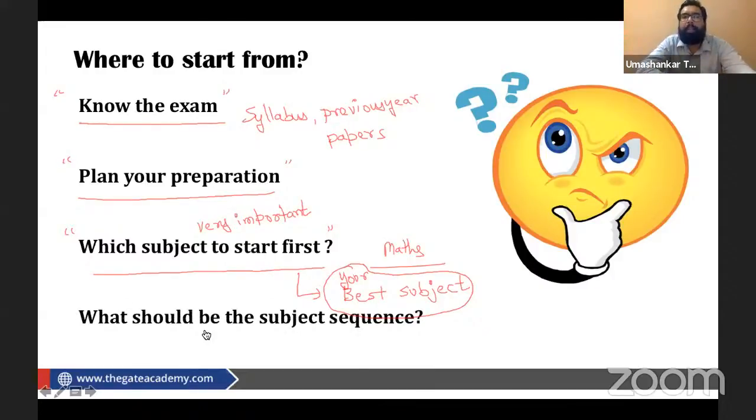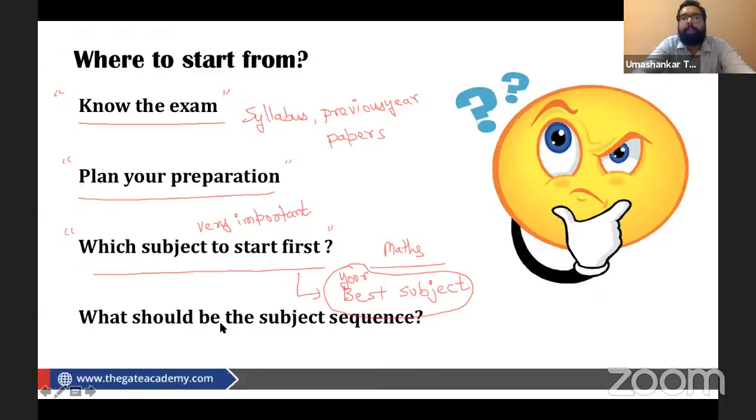Now, what should be the sequence of the subjects? Remember, you have to study all the subjects. Once you have decided, okay, I will start this subject, then you can formulate a broad plan. Yes, for FM it is okay. But in this session, the agenda is not that. It is for all the branches, my dear. Right? It is for all the branches.